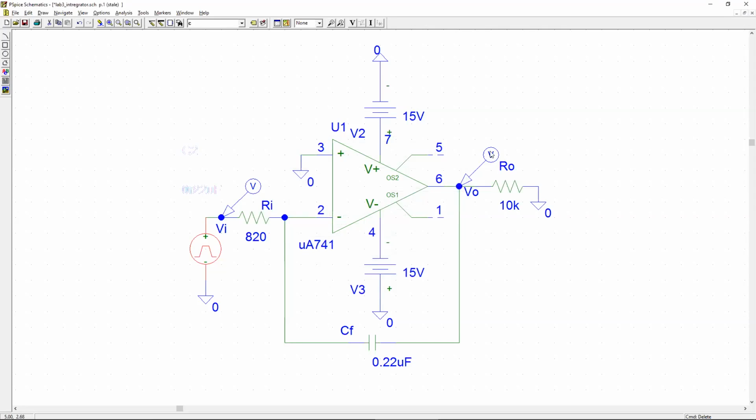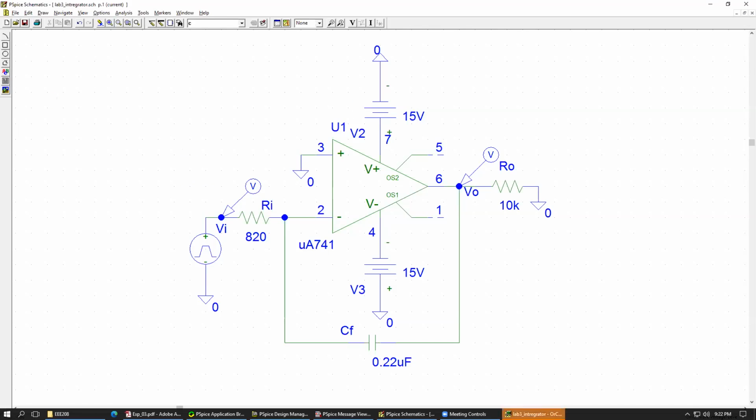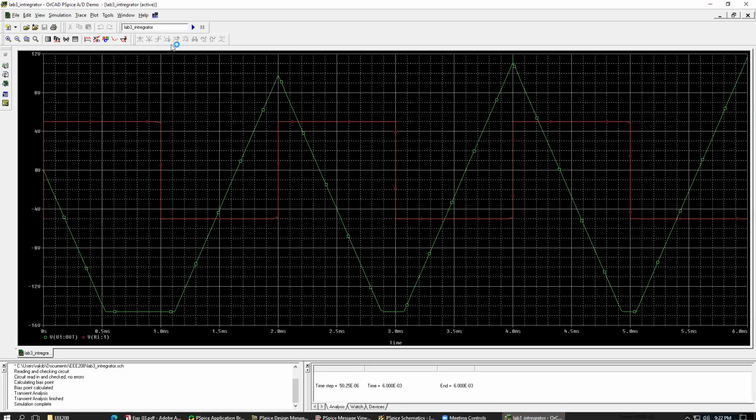And obviously to observe the voltage, I have taken this voltage marker. I have placed it here and another here. And then all I need to do is click on simulate. When I click on simulate, it is now simulating, and the wave shape is generated.